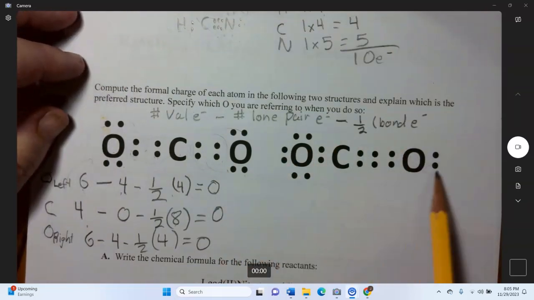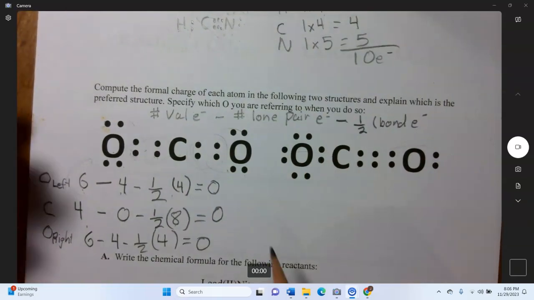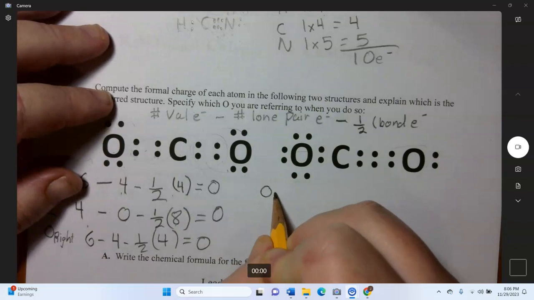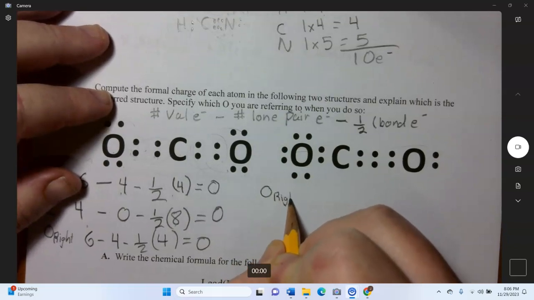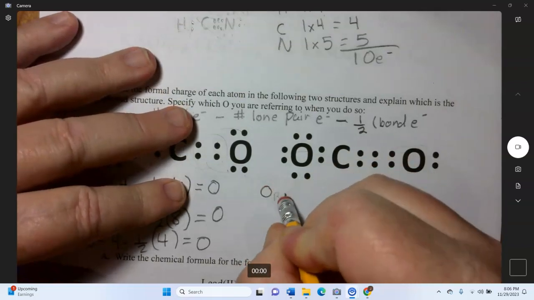Now let's look at this one. This also meets the rules. Everybody has an octet and you've used the correct number of electrons. So let's check this one out. So O on the right. Let's do the left. Sorry, let's do it the same way we did the last one.